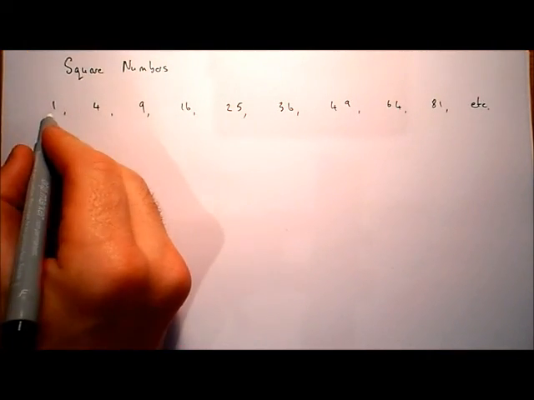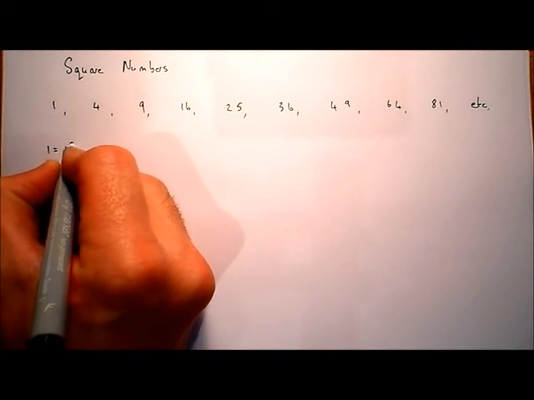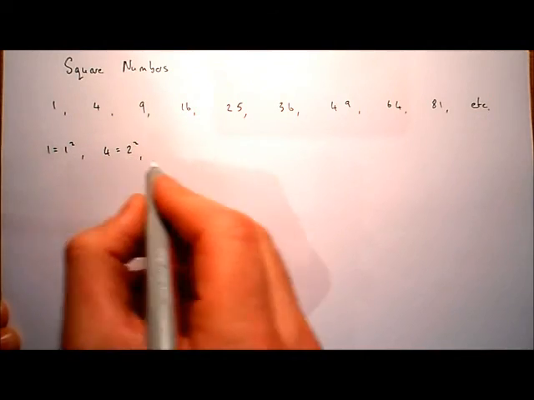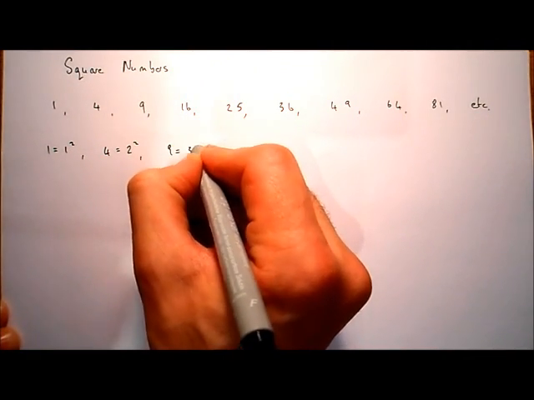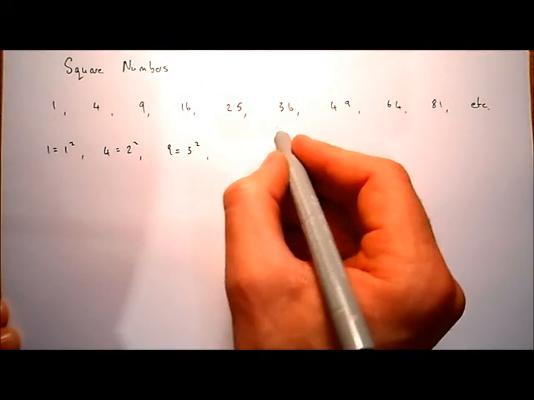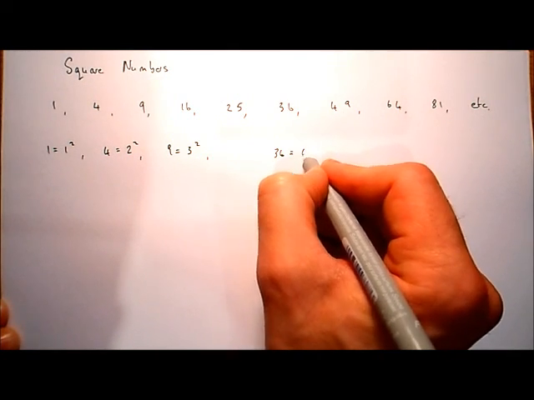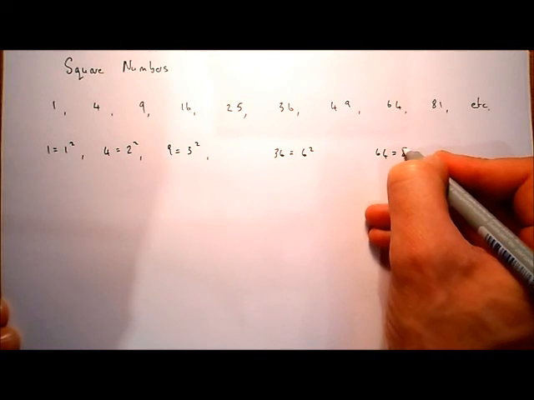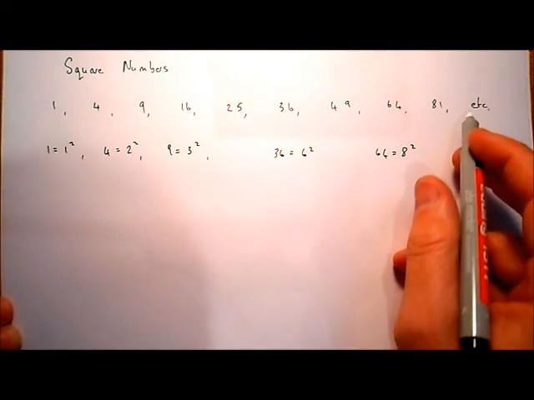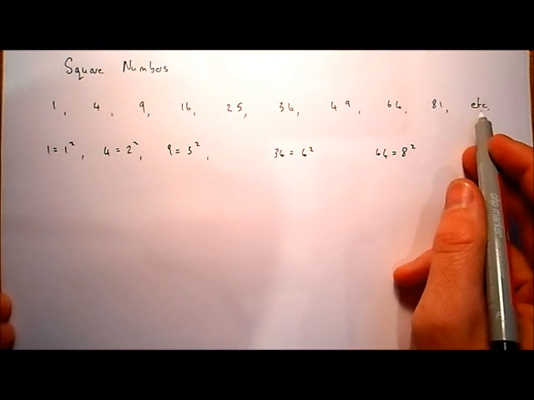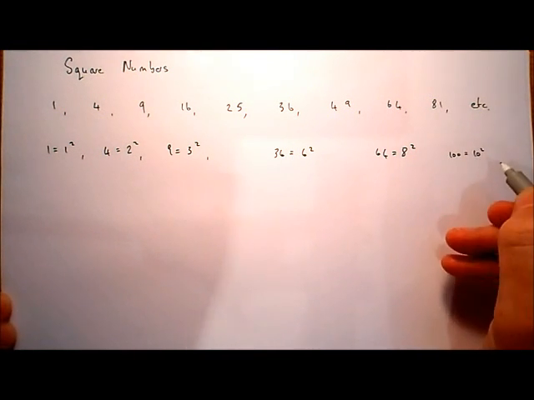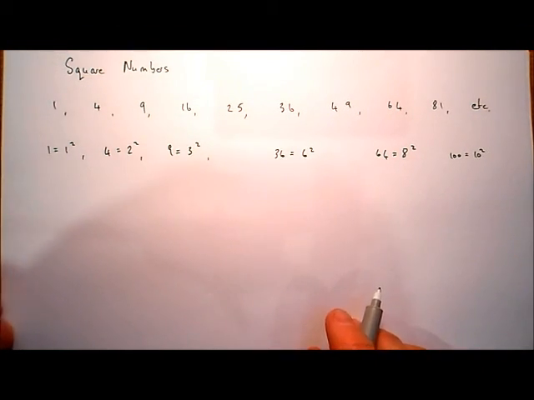So 1 is equal to 1 squared. We got 4, 4 is equal to 2 squared. 9 is equal to 3 squared. We could keep going up. We have, say, 36, which is equal to 6 squared. 64 is equal to 8 squared. And you can keep going up. So the next square number would be 100, because 100 is equal to 10 squared. And then 11 squared is 121, so 121 is a square number.